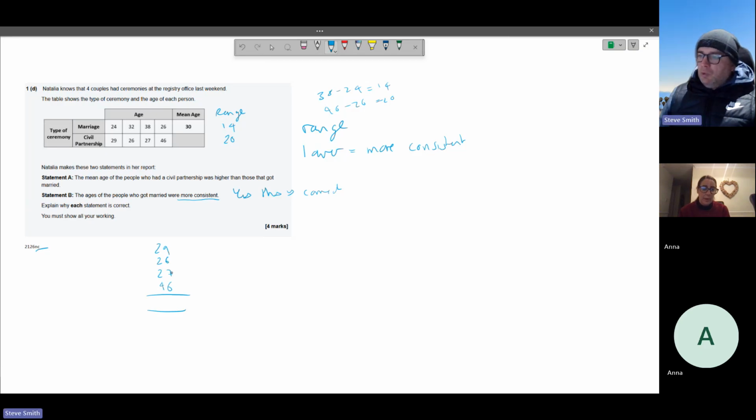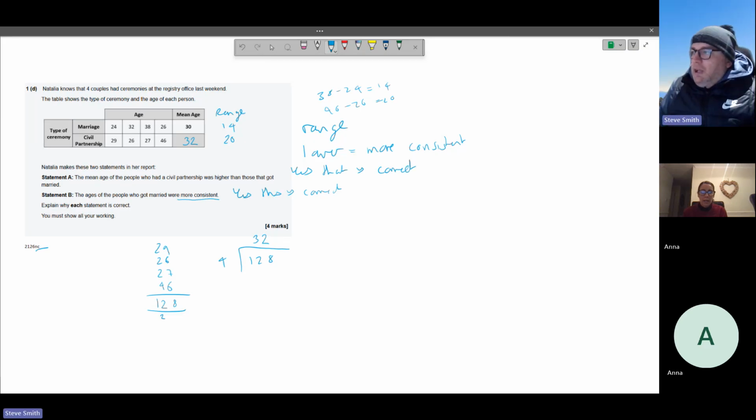So we've got 15, 22, 28. And we've got 2, 4, 6, 10, 11, 12. So we've got 128, divided by 4, because there's 4 different ones. So divide by 4 equals, so 4's into 12 is 3, 4's into 8 is 2. So we know that the mean age for civil partnerships was 32. The mean age for people who had civil partnership was higher. So yes, that is correct.